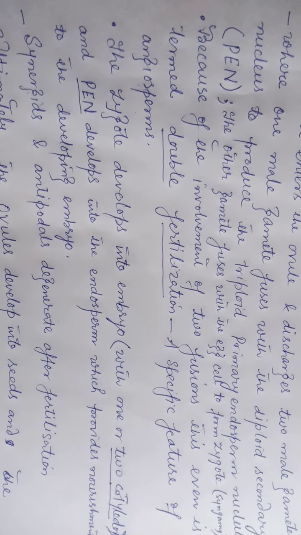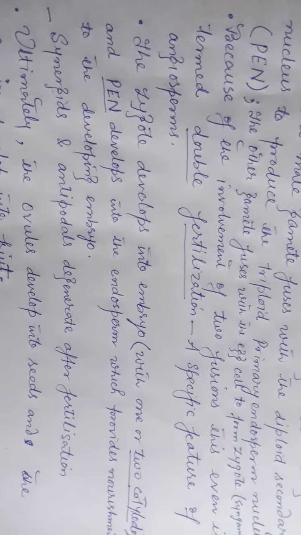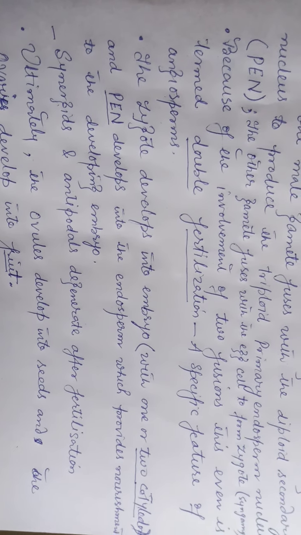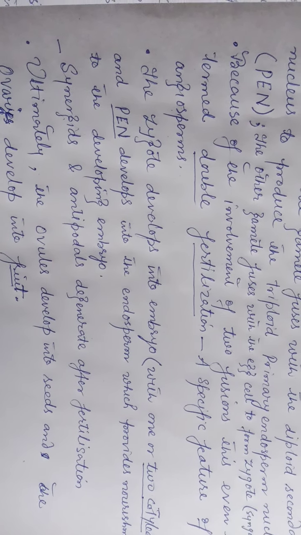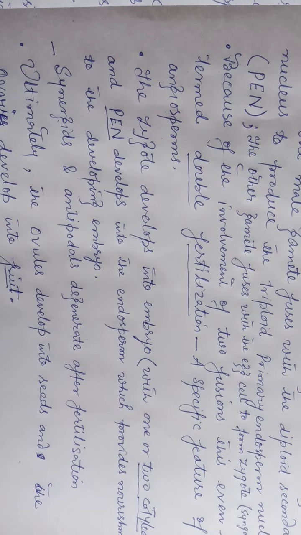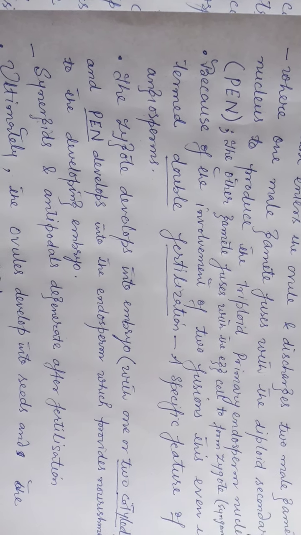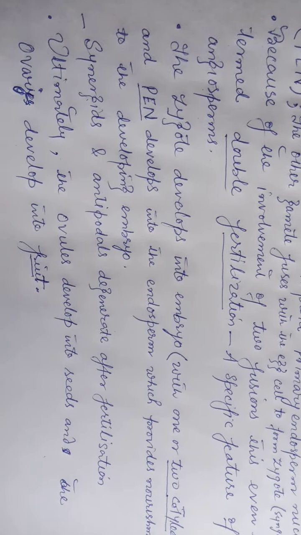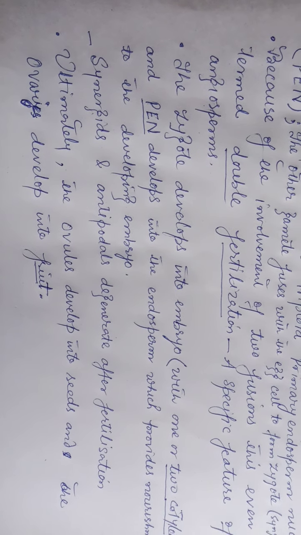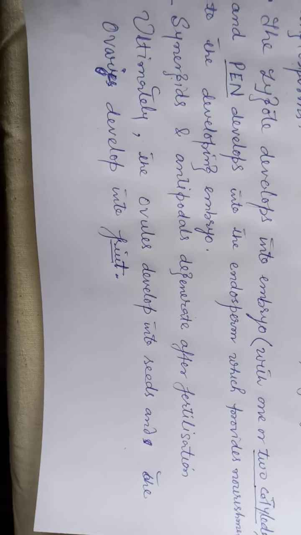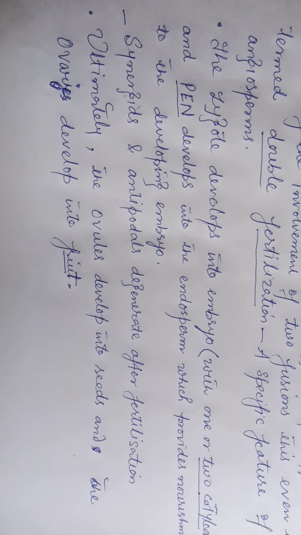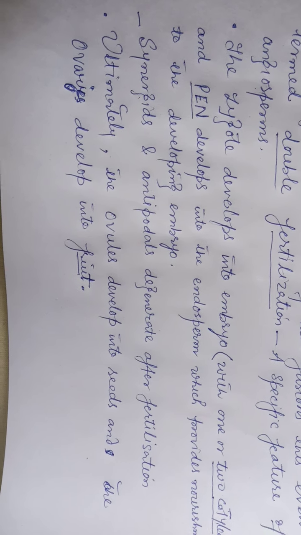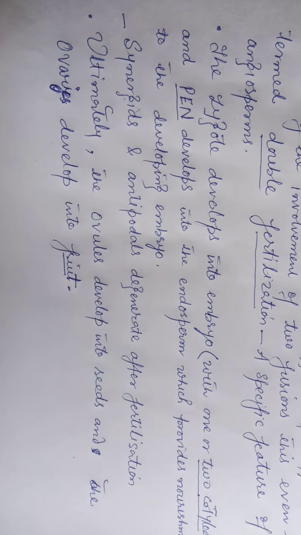The zygote develops into an embryo with one or two cotyledons: one cotyledon in case of monocots and two cotyledons in case of dicots. The PEN, that is the primary endosperm nucleus, develops into the endosperm, which provides nourishment to the developing embryo. Synergids and antipodals ultimately degenerate after fertilization. And at last, the ovules develop into seeds and the ovaries develop into the fruit.